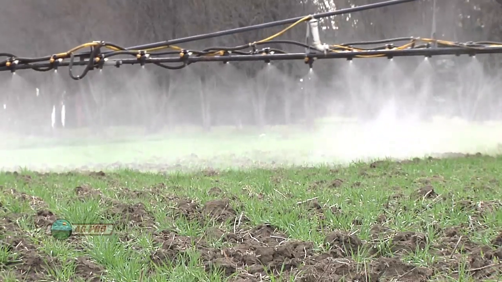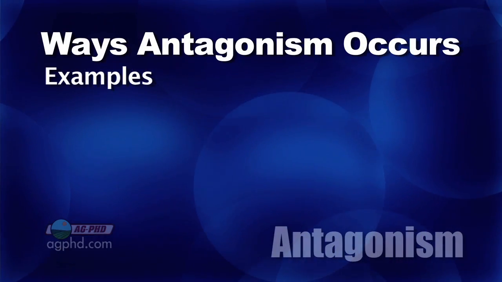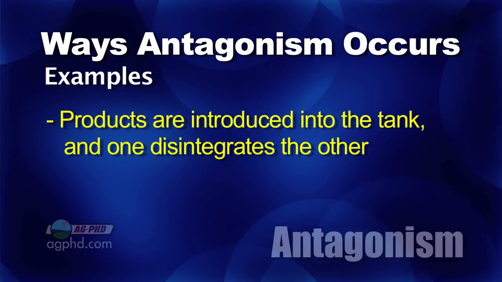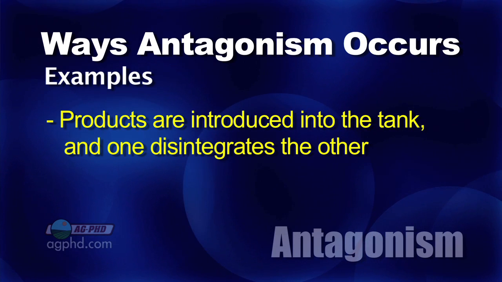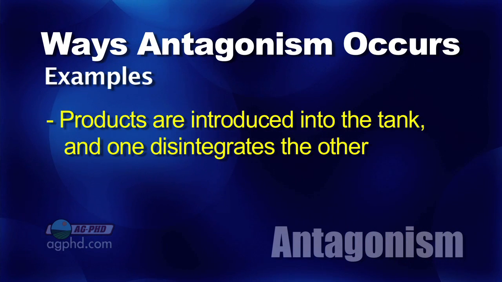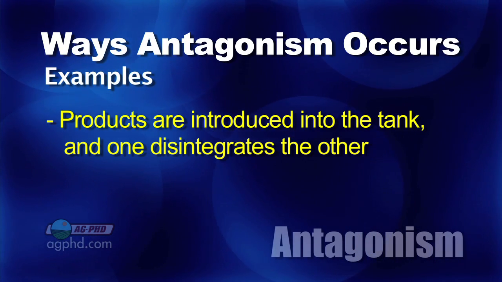But how is that antagonism occurring? There could be a number of different ways. For example, if you put the products in the tank, the antagonism could occur right there, and one product could in effect disintegrate the other product, to put it into a simple term.